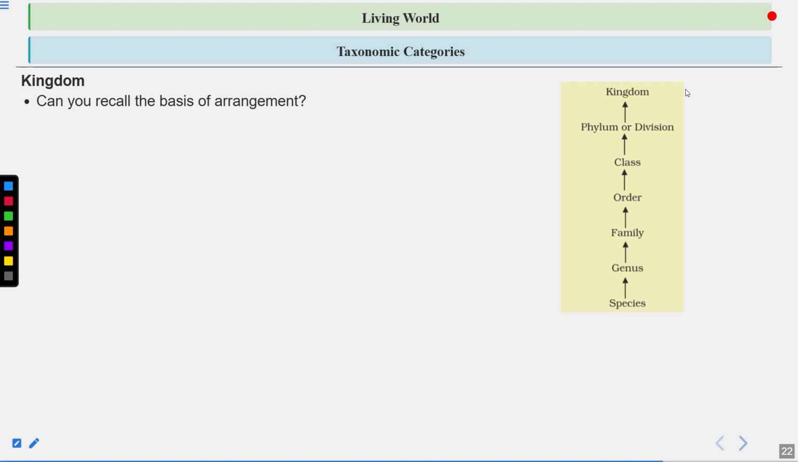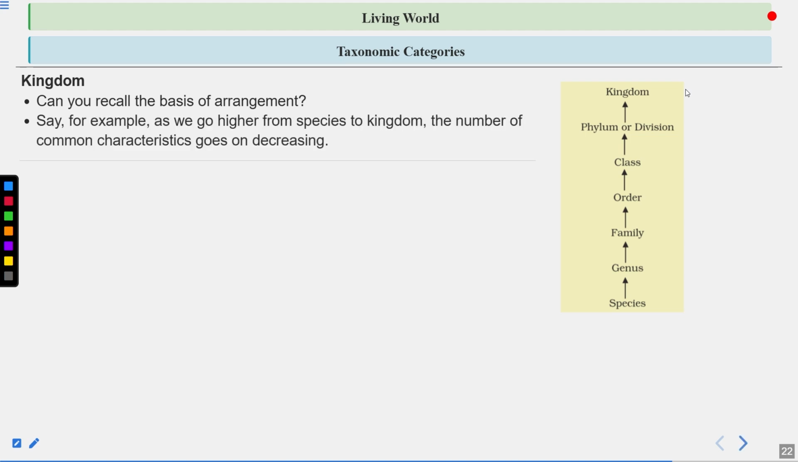Now, can you recall the basis of the arrangement? For example, as we go higher from the species to the kingdom, the number of common characteristics goes on decreasing. So you have to remember this point. As we are going up higher from the species level to the kingdom level, the number of common characteristics or similarities goes on decreasing.